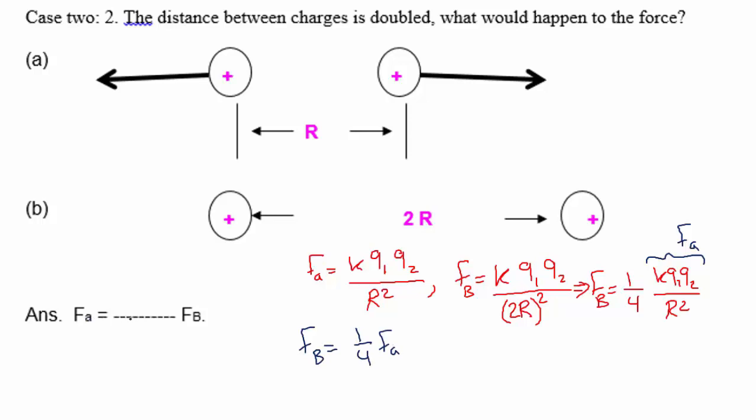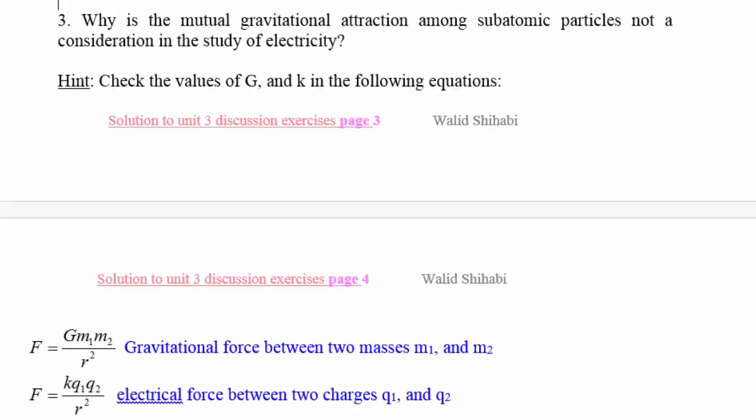Here we are asked to write the force in case A in terms of the force in case B. You can move the 1/4 to the other side or multiply both sides by 4, and this will give you 4 times F sub B. So the answer here is the force in case A is 4 times the force in case B. Before we continue solving the rest of the problems, make sure that you work on them on your own, and then you can check the solution.